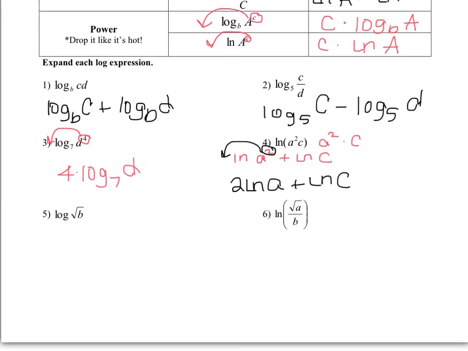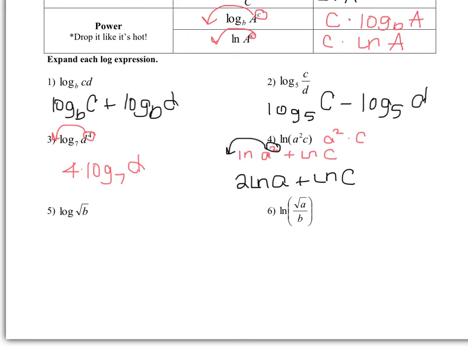Okay, let's look at example 5. So example 5 just says log square root of b. Well, I don't like the square root of b. I'd rather you write it as b to the 1/2. So I'm just going to change the problem to say log of b to the 1/2.